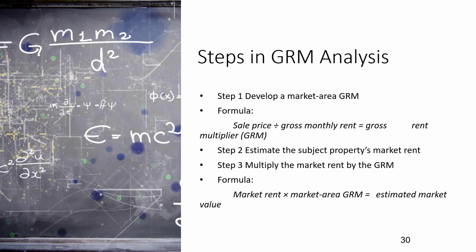Step 1. Develop a market area GRM, and the formula is the sales price divided by the gross monthly rent equals the gross rent multiplier. You're going to estimate the subject property's market rent and multiply the market rent by the GRM. So your formula is market rent times the GRM gives you your estimated market value.